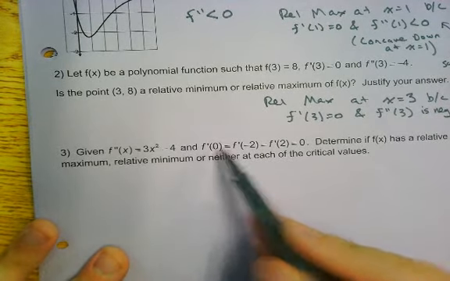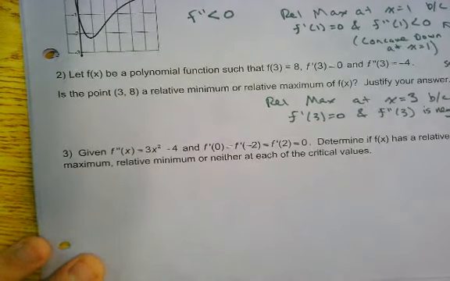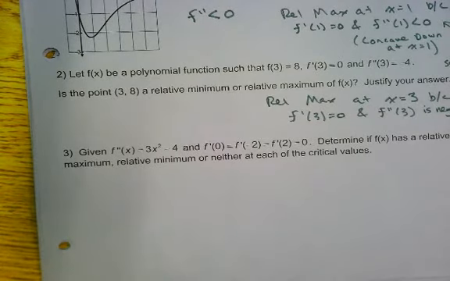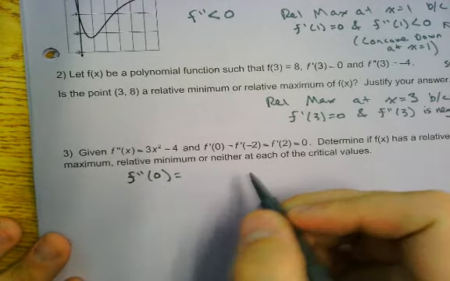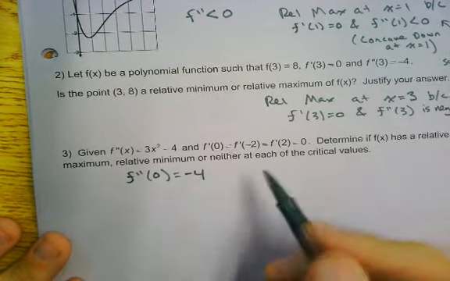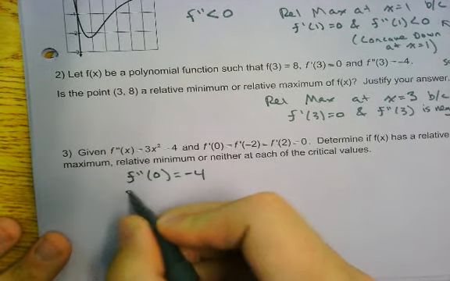Negative 2, 2, and 0. Well, what is f double prime of 0? Does it tell me? So I need to do a smidgen of math. Let's do that little teeny eensy weensy bit of math. What's f double prime of 0? Negative 4. Hey, let's do all these for all my critical points.